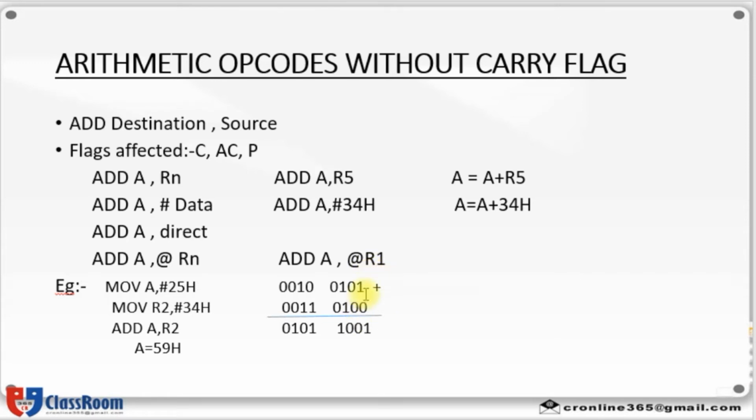Then, as you all know, 1 plus 0 is 1. 0 plus 0, 0. 1 plus 1, 1, 0. 0 here, 1 here. One remainder can be shifted to here. Then 0 plus 1, 1. 1 plus 1, 1, 0. Here 1. That 1 can be denoted here 0. So your answer can be read as 59. 59H. That is saved in accumulator.